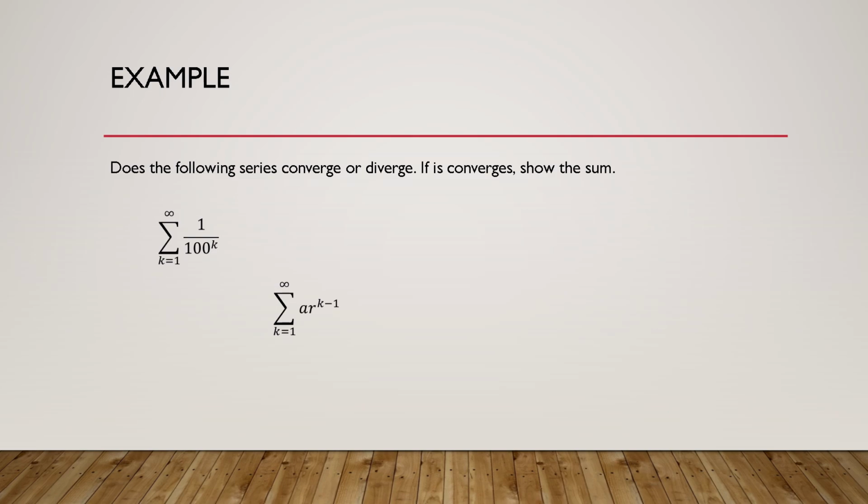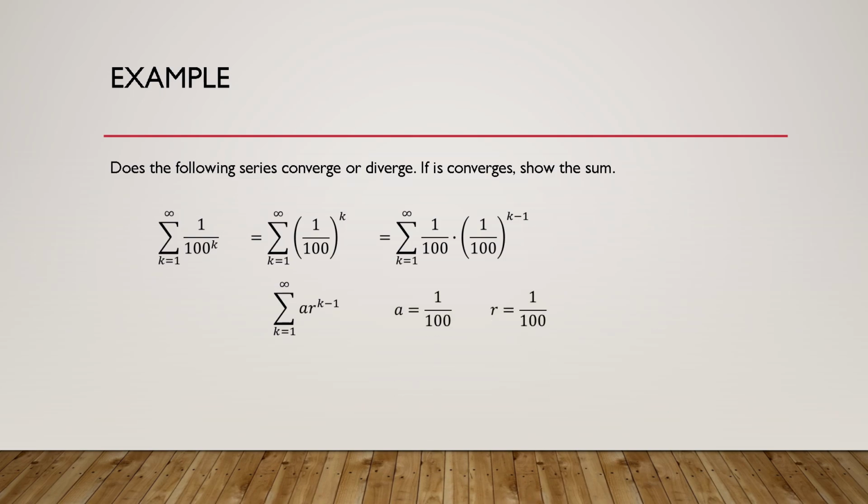First, write the term as 1 over 100 to the k. Then we take a 1 over 100 out to make the exponent k minus 1. The series then matches the form where a is equal to 1 over 100 and r is equal to 1 over 100. The sum can now be shown to converge at a over 1 minus r.